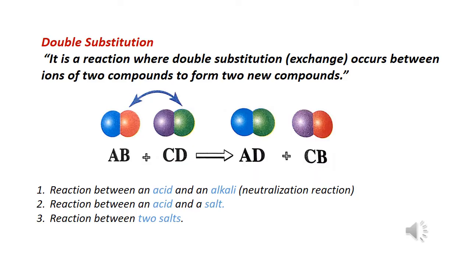Double substitution reactions. It's a reaction where double substitution occurs between ions of two compounds to form two new compounds, as reaction between acid and alkali, reaction between acid and salt, reaction between two salts.